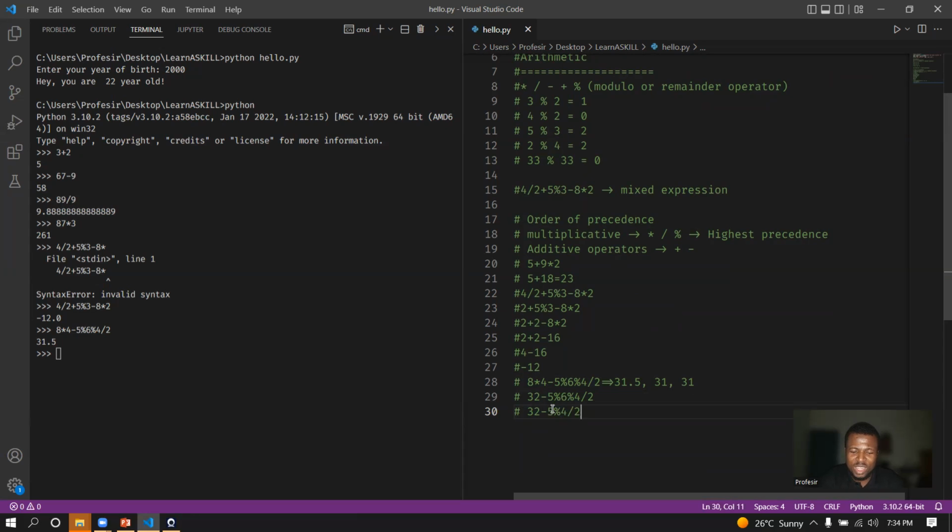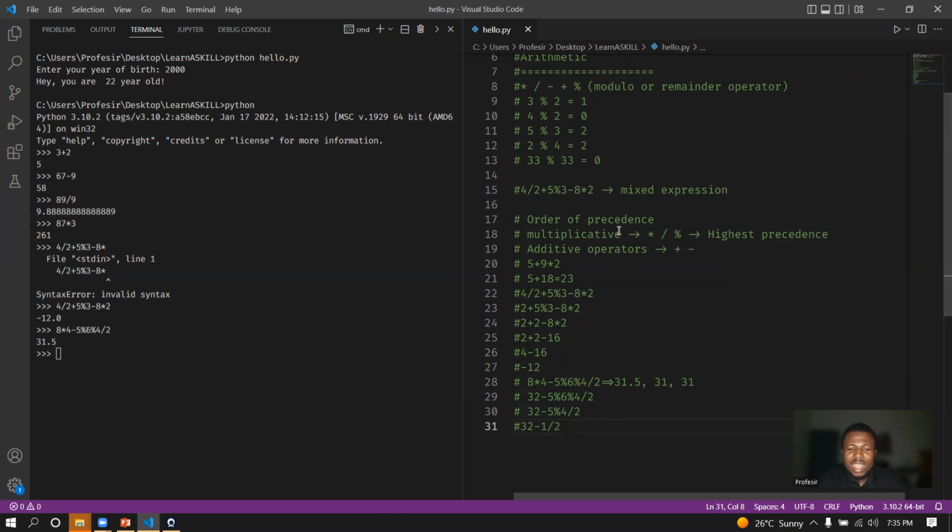We still have mod here. So 5 mod 4 will give us 1, right? So that gives us 32 minus 1 divided by 2. So technically, we have 32 minus half, which is 31.5. Is that okay? All right.